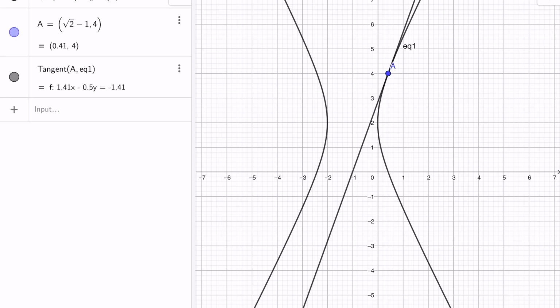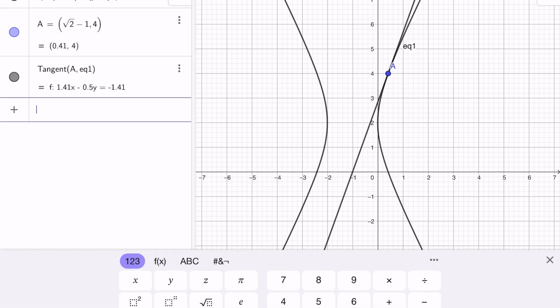Now we need a parallel line that also touches the hyperbola on the other side. So if we consider the centre of the hyperbola, which is at 1, no it's not, it's at -1, 2, and you can see that the point A there is 2 above, and it's square root 2 to the right of that point. So if I go square root 2 to the left and 2 down, I'm at the coordinate which will be back on the hyperbola based on the symmetry of this.